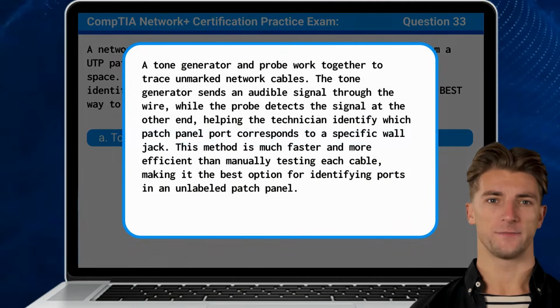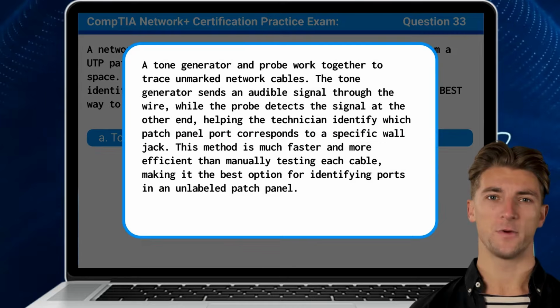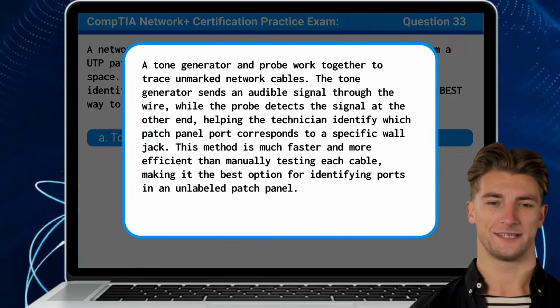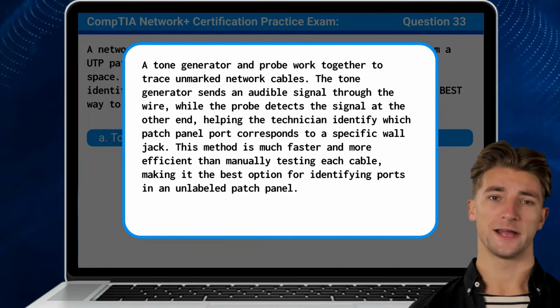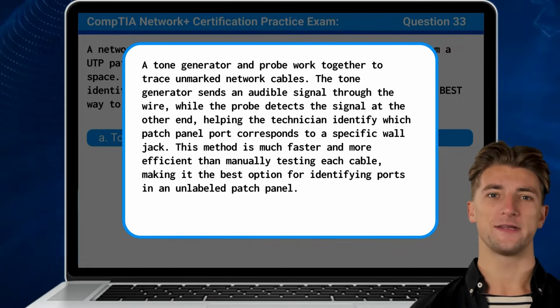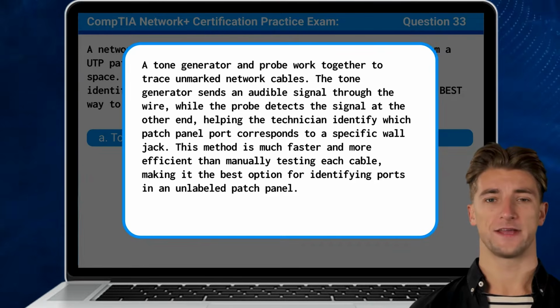A tone generator and probe work together to trace unmarked network cables. The tone generator sends an audible signal through the wire, while the probe detects the signal at the other end, helping the technician identify which patch panel port corresponds to a specific wall jack. This method is much faster and more efficient than manually testing each cable, making it the best option for identifying ports in an unlabeled patch panel.